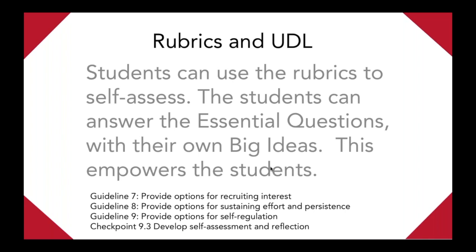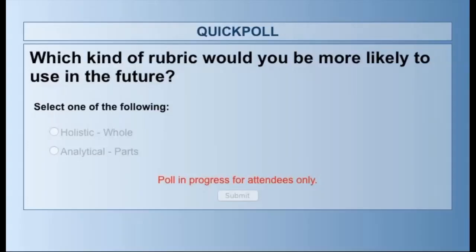And here you can see under guideline 7, provide options for recruiting interest. 8, provide options for sustaining effort and persistence. Guideline 9, provide options for self-regulation. And then checkpoint 9.3, which goes even deeper, for that developed self-assessment and reflection. If we need our students to do all these things for lifelong learning and to get them ready for college, we have to have a way for them to learn. So rubrics are a great answer.